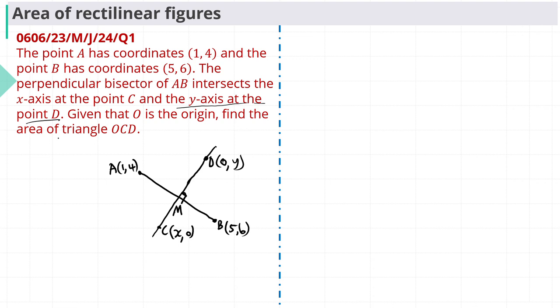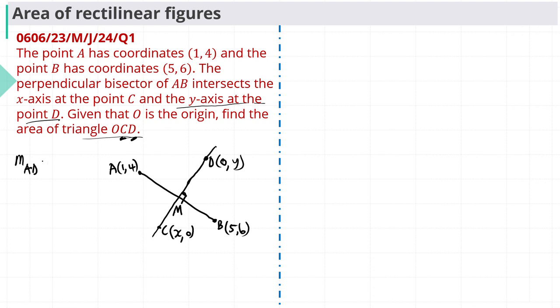Find the area of triangle OCD. To determine the area of OCD, we need the coordinates of C and of D. So we'll be substituting the coordinates D (0, y) and C (x, 0) into the equation of the perpendicular bisector. Now the equation of the perpendicular bisector is not known, so we need to find it. How do we start? Let's find a gradient.